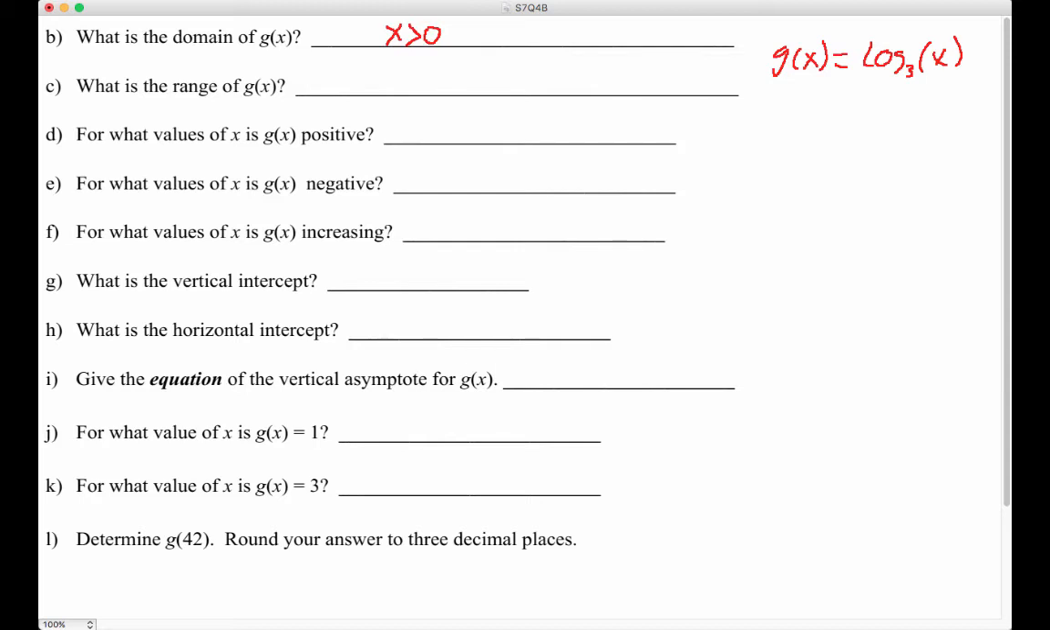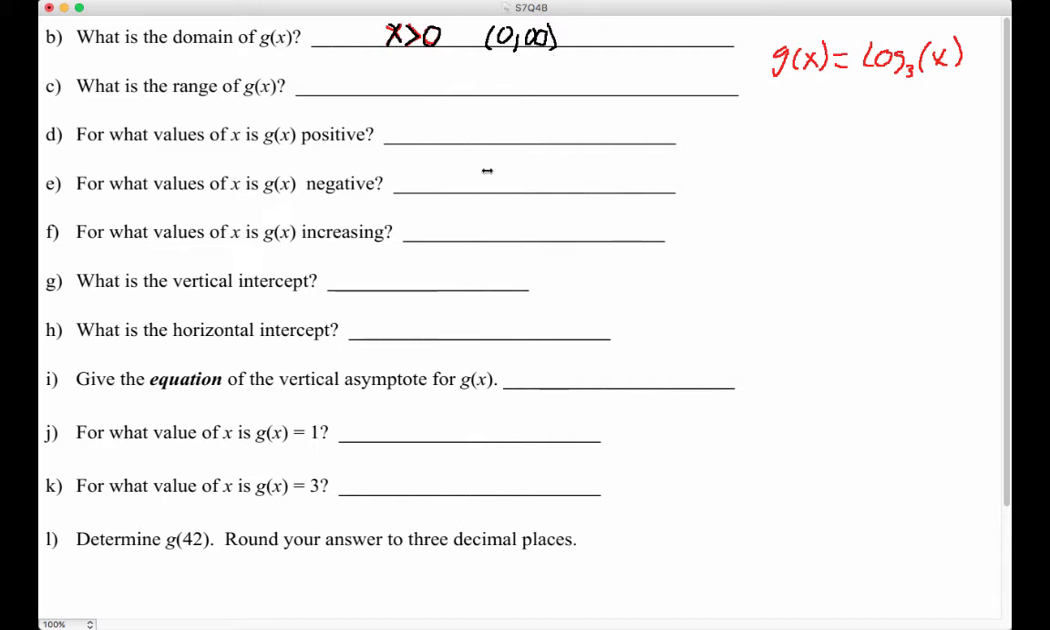Excuse me, I wanted to do that in black, so let's come back over that. So x is strictly greater than 0. In interval notation, which is probably a good way of doing that, that would say that we're going to go from 0, endpoint not included, out to positive infinity.